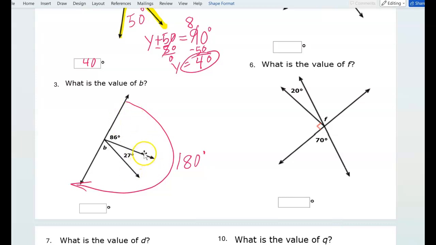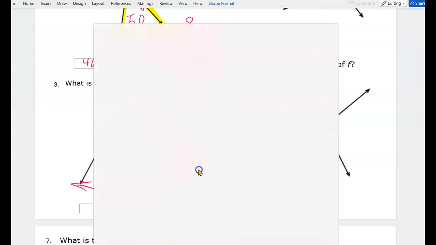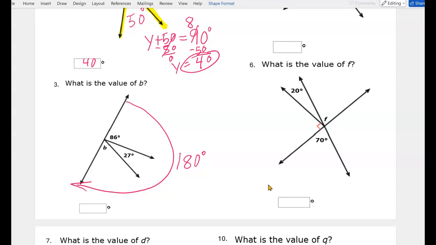So let's add these angles up. Where's my calculator? Okay, I gave up on getting the calculator to display. 86 plus 27 degrees is 113. So B plus 113 degrees is equal to 180 degrees. The inverse operation of addition is subtraction. What we do to one side, we do to the other.